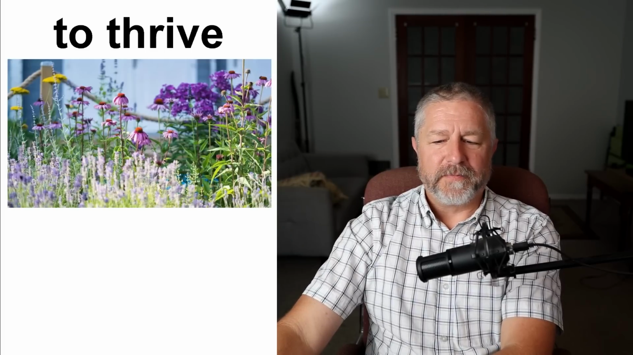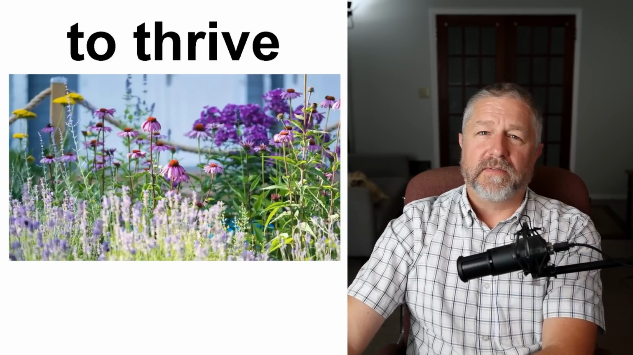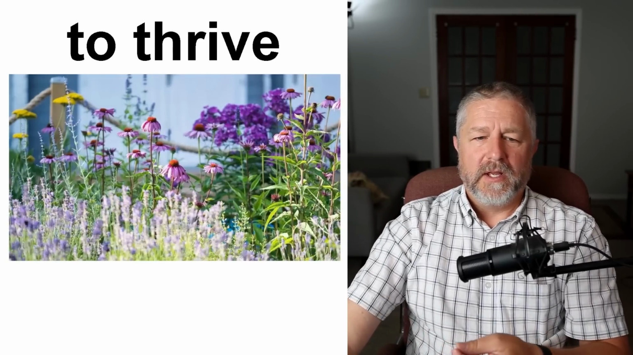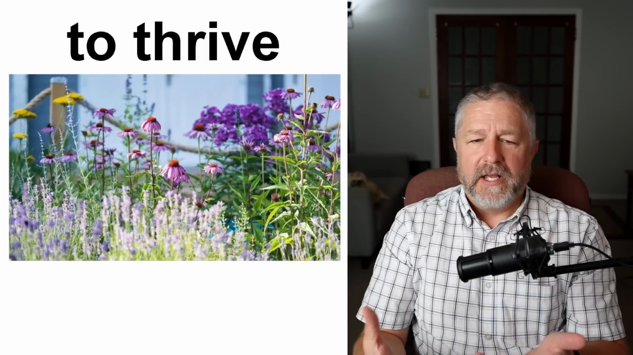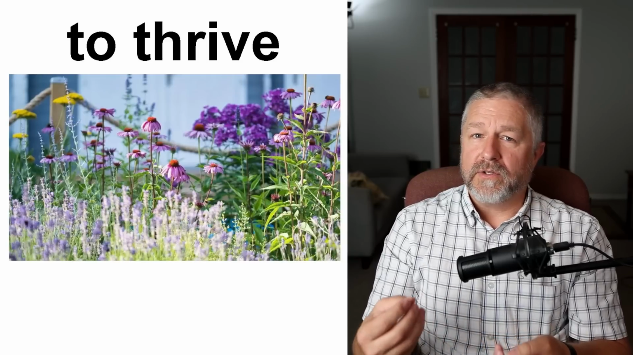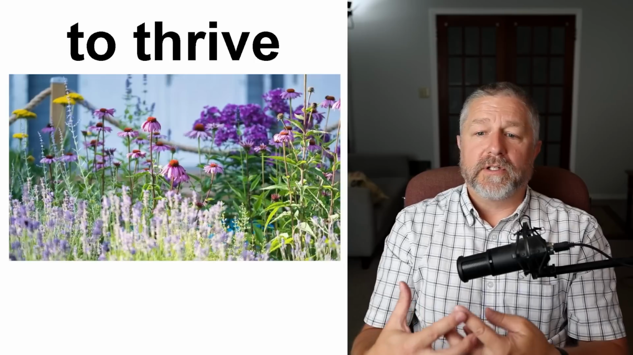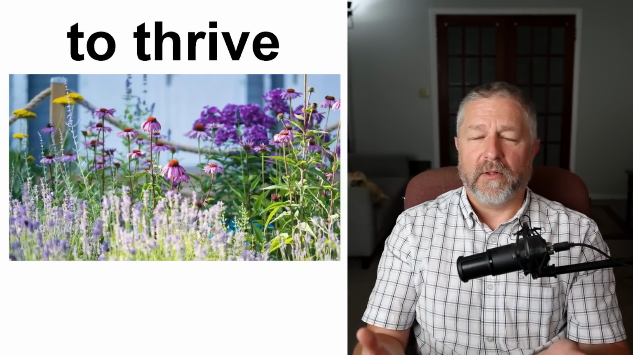To thrive. When something thrives, it means it is really, really healthy. So you can see that these flowers are thriving. If flowers and plants get a lot of water, and if they're in good soil and they get sunshine, they are going to thrive. They are going to grow. They are going to produce flowers. They are going to be healthy.